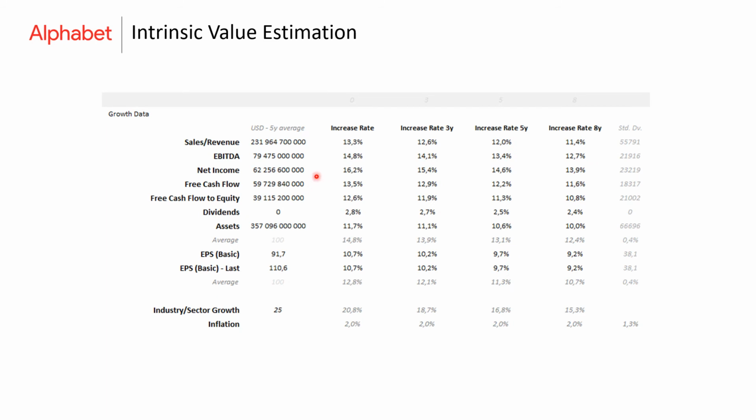Based on this, it is possible to estimate the increase rate over the next 10 years. I have split it here within the next 3, 5, and 8 years, different values, as we can see, for sales revenue, net income, free cash flow, and so on. And this is based on the historic data and also on the selected scenario. So these are the values of growth for the next 10 years.